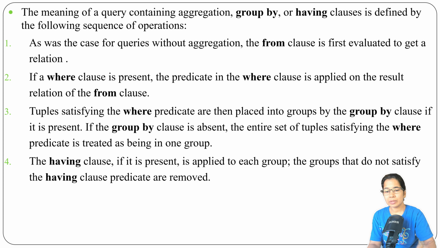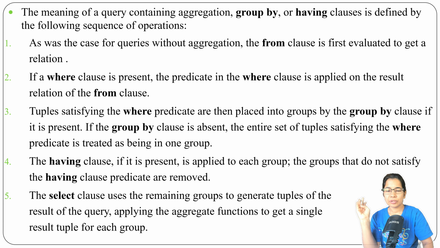After group by, we'll do the having clause. The group is already formed, and on that we'll apply the having clause. Whatever the conditions are in the having clause, they will apply to the group. After that, in select, the attributes written are displayed. So that we'll check last. First we check the from and get the relation. Then where, then group by, then having, then select.